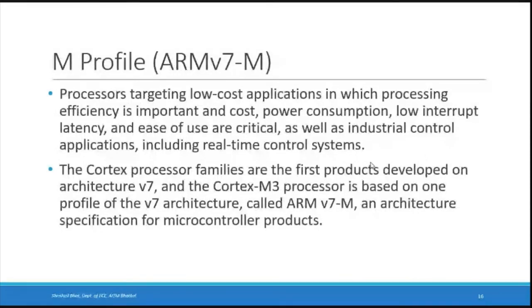One more profile is M, which is targeted at low-cost applications in which processing efficiency is important, and cost, power consumption, low interrupt latency, and ease of use are critical, as well as industrial control applications, including real-time control systems. So they are basically for microcontroller units. Cortex processor families are the first products developed on this version 7. Cortex M3, the first among the Cortex series, is based on one profile of version 7 architecture called the M profile. It's an architecture specification for microcontroller products.